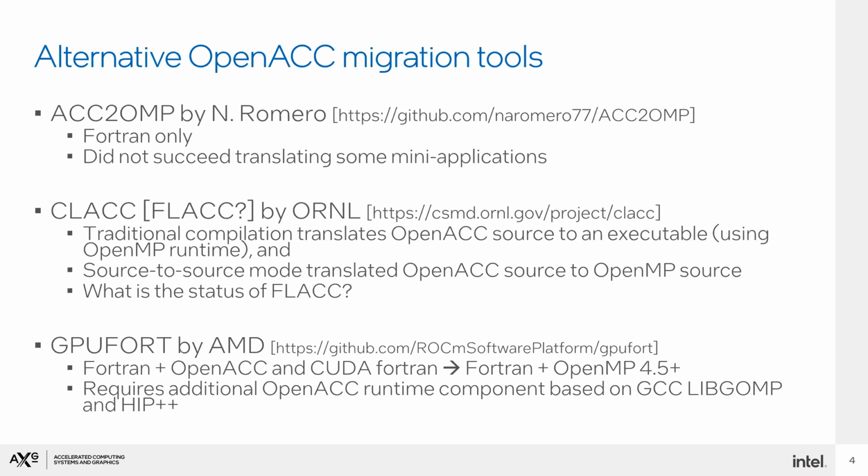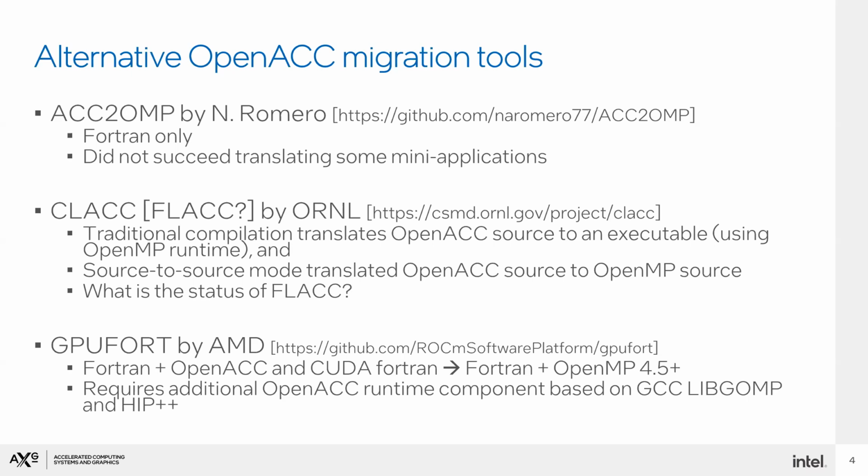First one is traditional compilation, which translates these OpenACC constructs into an executable, and then the executable uses the OpenMP runtime underneath, and somehow the compiler does the magic of converting these OpenACC statements or constructs and matching them into the OpenMP calls. The other alternative way of working is source-to-source, which basically translates OpenACC codes into OpenMP sources.